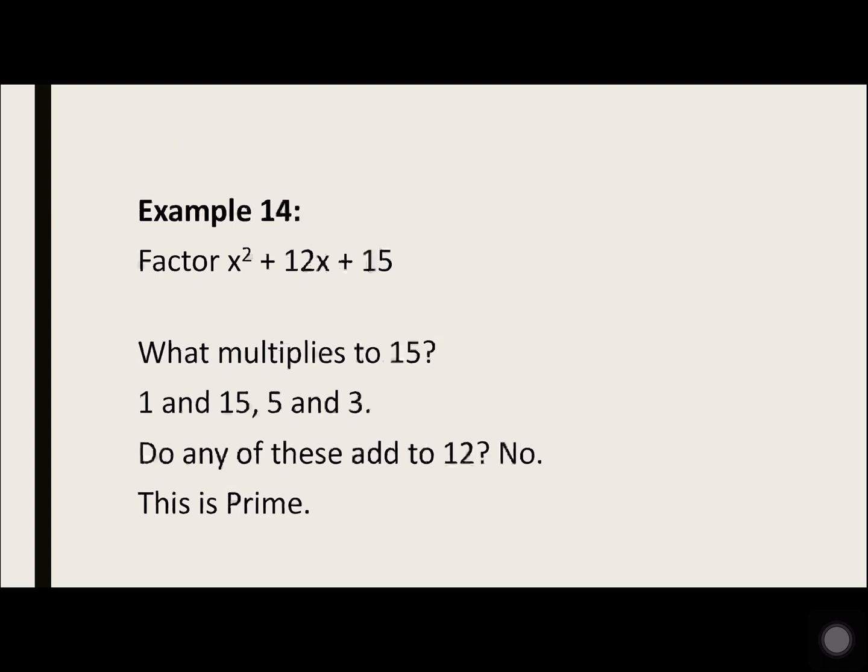Example 14, factor x squared plus 12x plus 15. What multiplies to 15? 1 times 15, 5 and 3. Do either of those add to 12? No. This is also prime. Okay, no, they don't have a common factor because that first thing is just x squared. All of these trinomials had an understood 1 in the first part. What multiplies to the end adds to the middle. Nothing multiplies to 15 and adds to 12. Prime. That's the end.